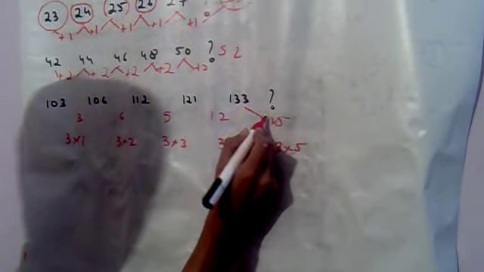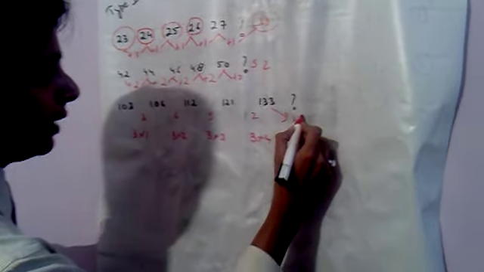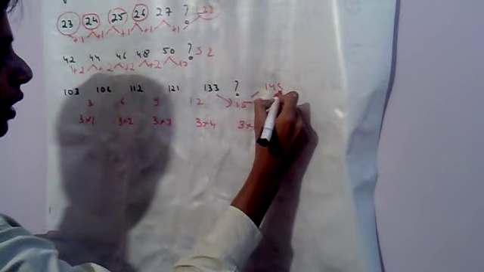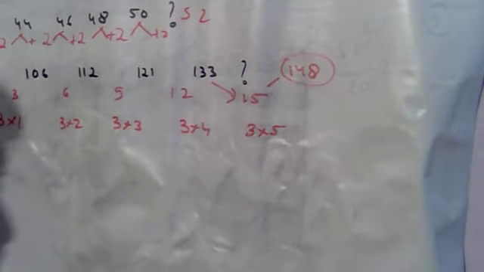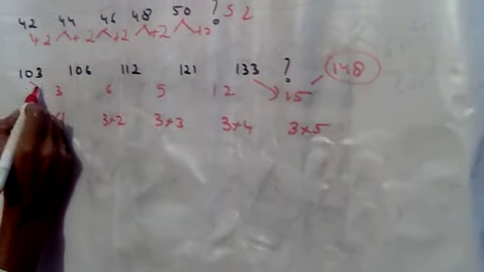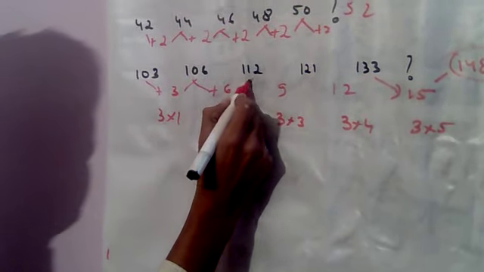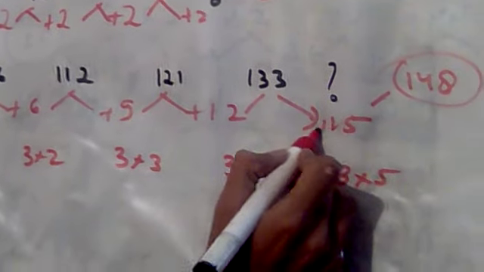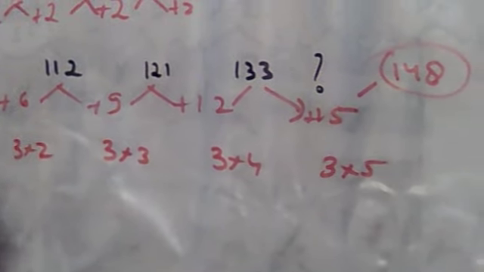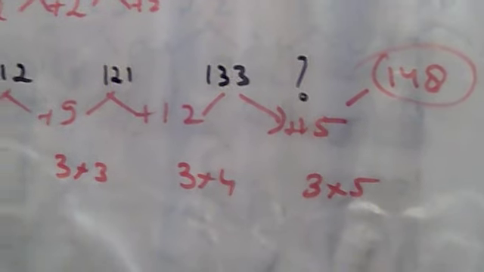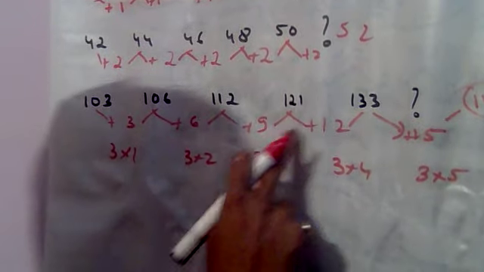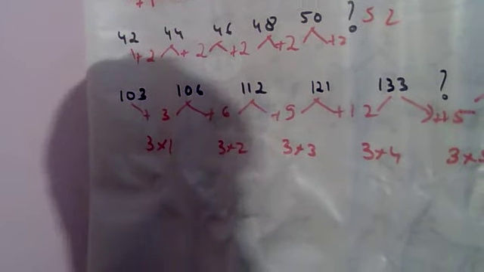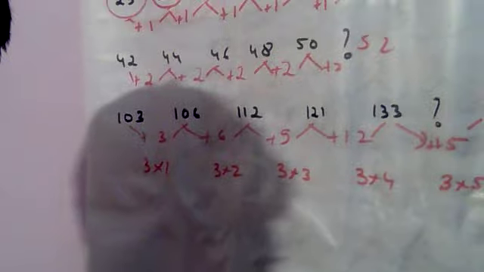15. So here we'll add 15 to it and our answer will be 148. As you can see, every time a multiple, or rather the table of 3, is added. Here we have added 3 into 1, 3; 3 into 2, 6; 3 into 3, 9; 3 fours are 12 and 3 fives are 15. So the difference is basically the table of 3.